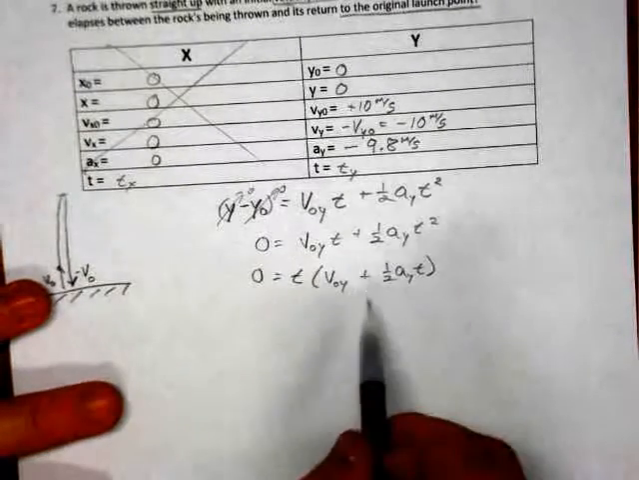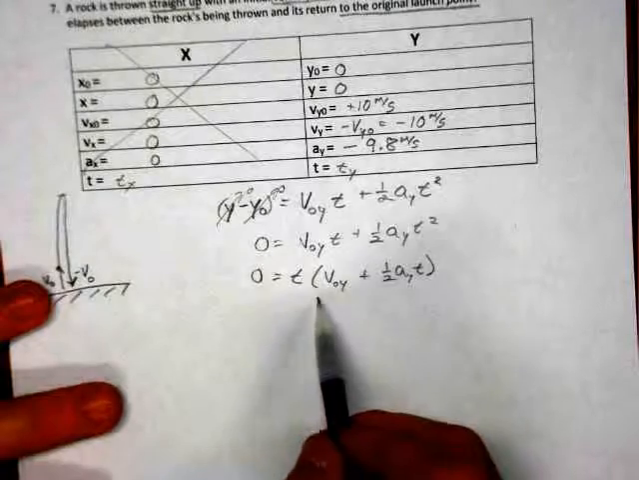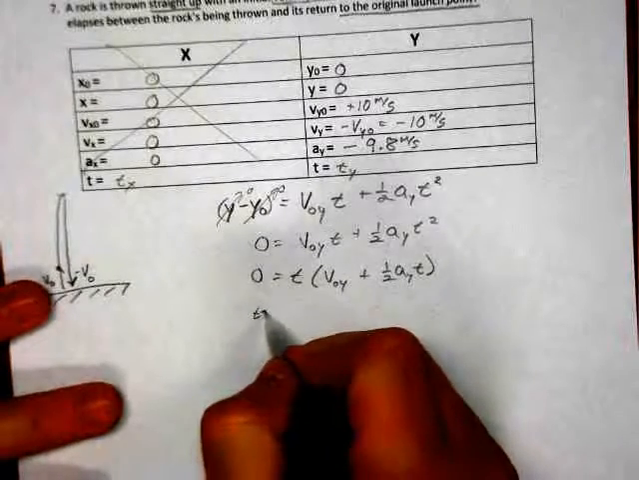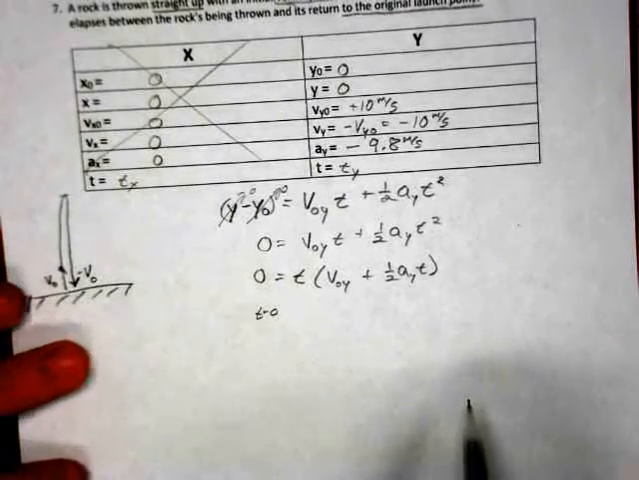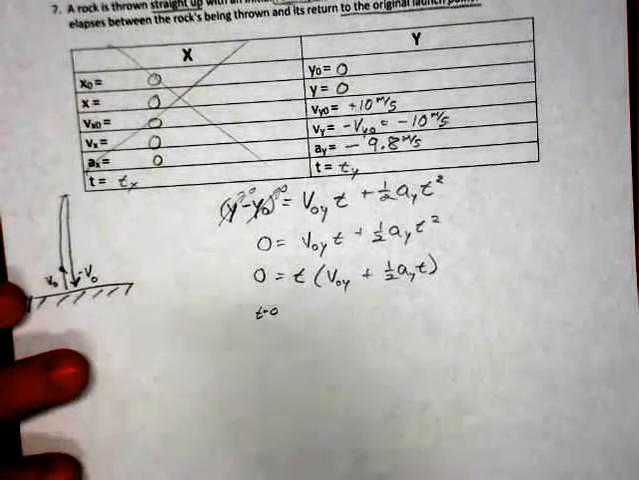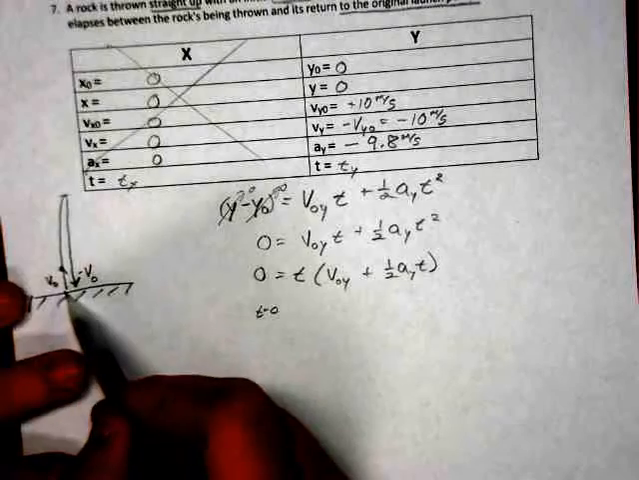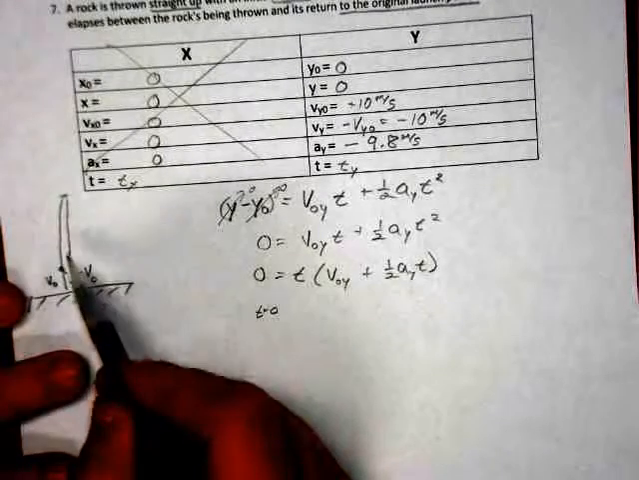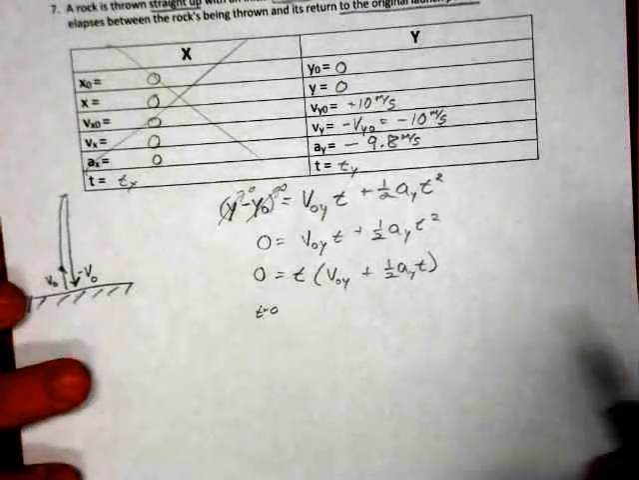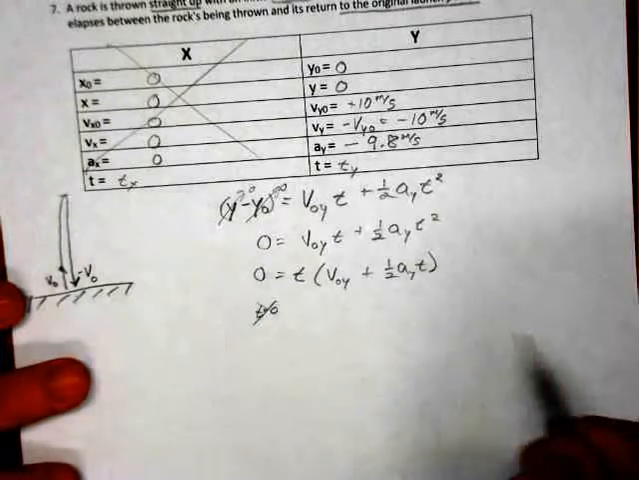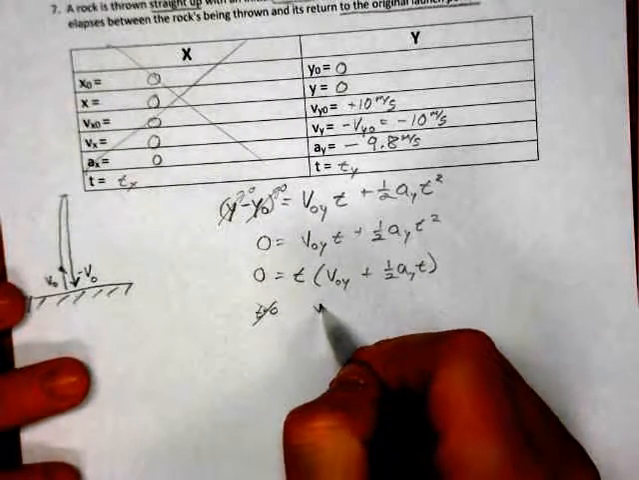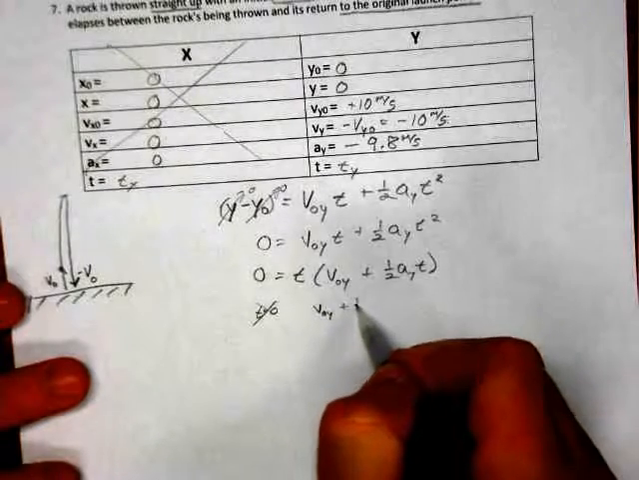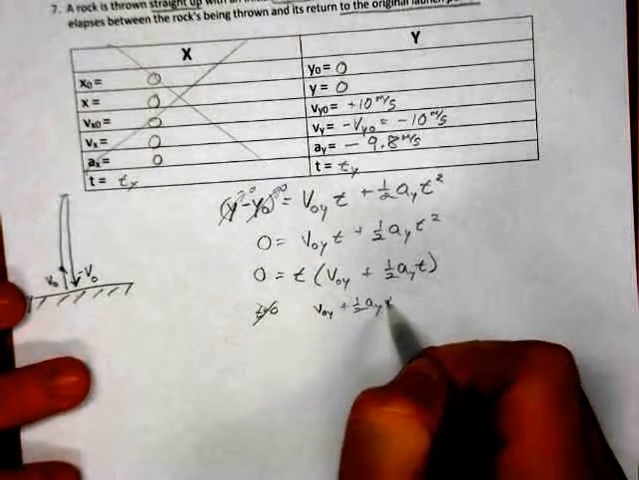So at this point, you have two t's here. You're going to have two solutions. One solution is t equals 0, which is not really a solution to our problem because we want to know how much time elapses until it comes back down, not the beginning of the time span. So we'll not look at this formula. We would just look at the solution v0y plus 1/2 ay t equals 0.